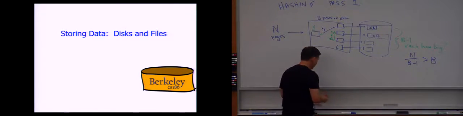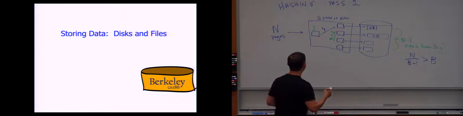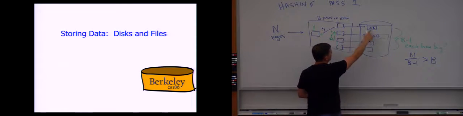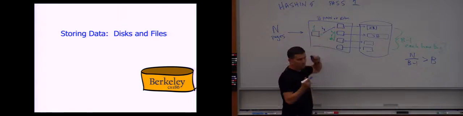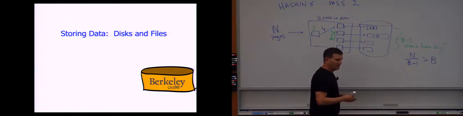So let me repeat the question so people can hear it, and we'll see if I understood it. So this first hash function, H sub P, it is modulo B minus 1. So it's going to generate B minus 1 output partitions. Okay? It's some hash function of our choosing, but it's mod B minus 1. Okay? Did that answer your question?